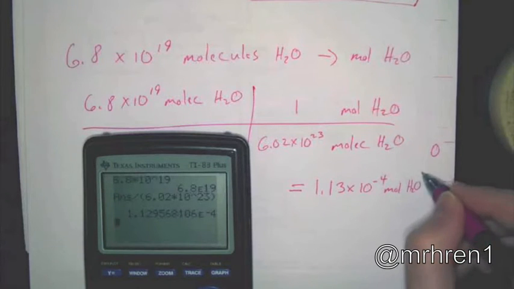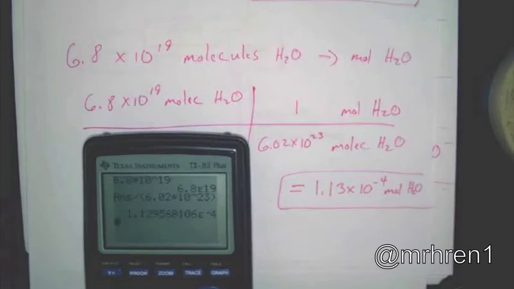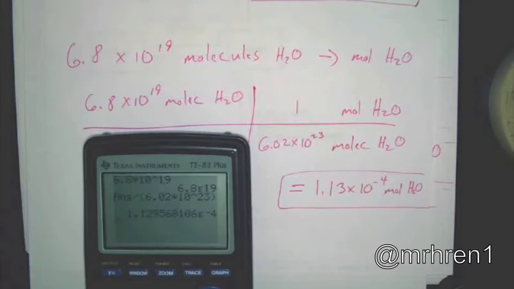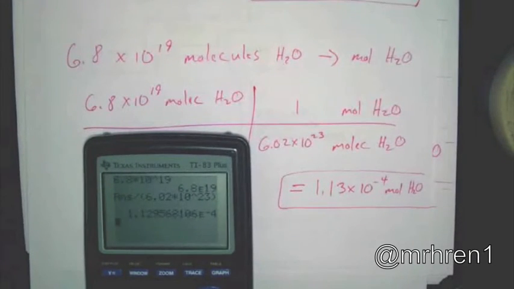Now, if you don't use parentheses, you will get a number that would be like something times 10 to the 42nd power, probably. If you get that, that means you didn't do it right and you didn't use parentheses. Remember that when you divide, you must use parentheses. Otherwise, it'll do divide by 6.02, stop, times 10 to the 23rd. So it would goof everything up.